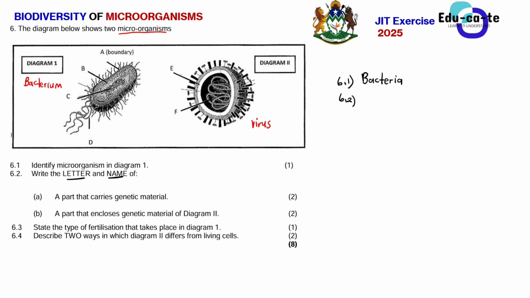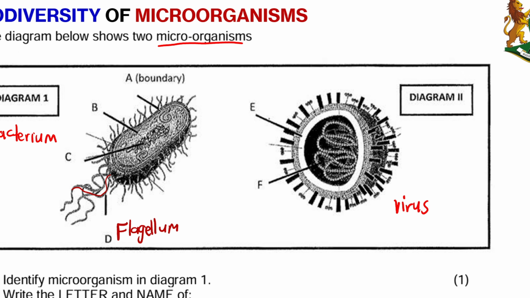Now, write the letter and the name of a part that carries genetic material. So this compels us to make labels for each and every part there. You can see that D is part of a bacterium. It looks like a tail-like structure here. It is known as our flagellum. So I just started with a D. This is our flagellum. If we look at part C, you can see that it is showing the part inside a bacterium.